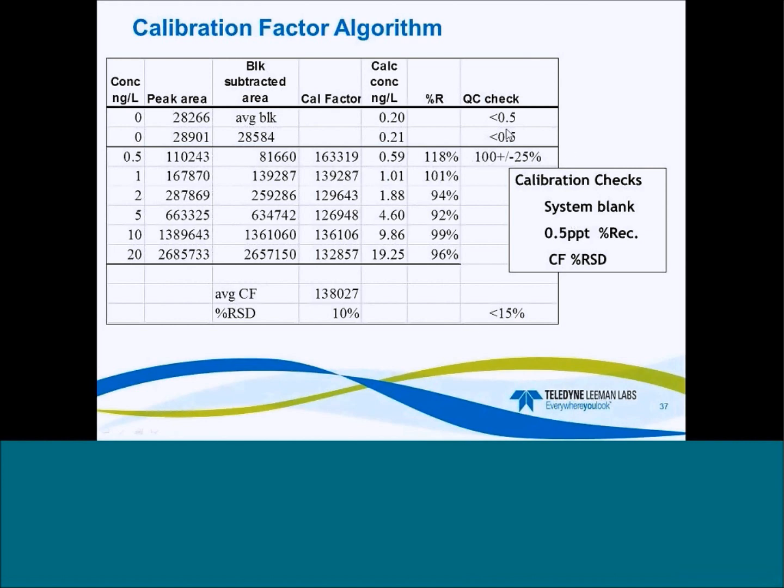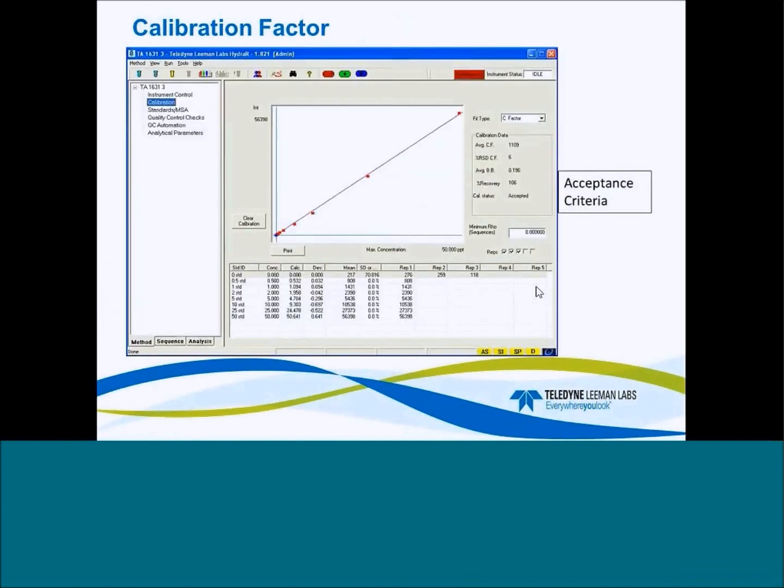Also required is a system blank check. That means when you take the intensity of the blank and divide it by your calibration factor, it returns a concentration of less than 0.5 ppt.